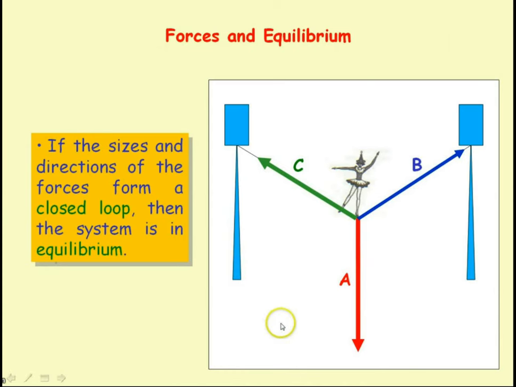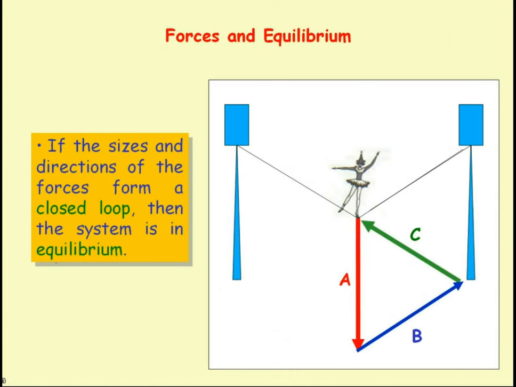So if we consider the three forces here, A, B and C, and if we were to add them together, head to tail, A plus B plus C, they're forming a closed loop because C has ended where A has started. Then we can say that the resultant force is zero, and so these three forces are making the system in equilibrium.